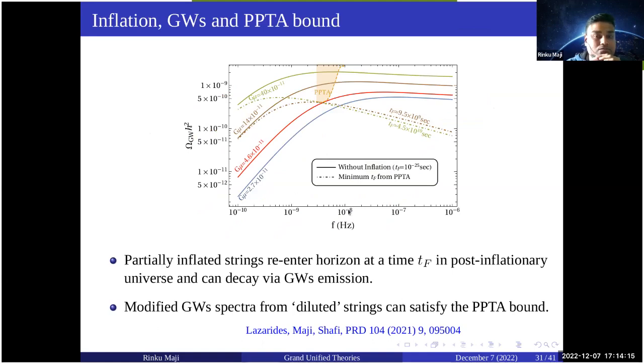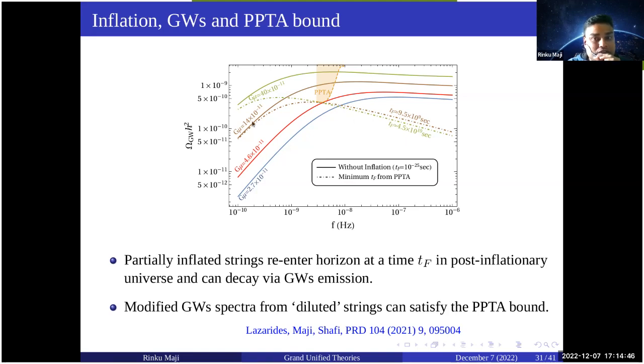Now if the string suffers some inflation, so they re-enter the horizon at a late time, therefore the small loops will be absent there. Basically, loop length is proportional to the particle horizon size at the time of their formation. So small loops will be absent, and the spectrum at the higher frequency will be diminished.